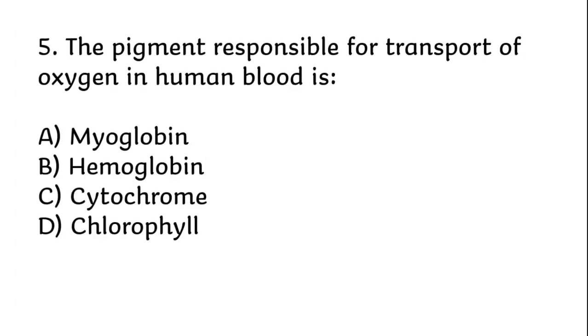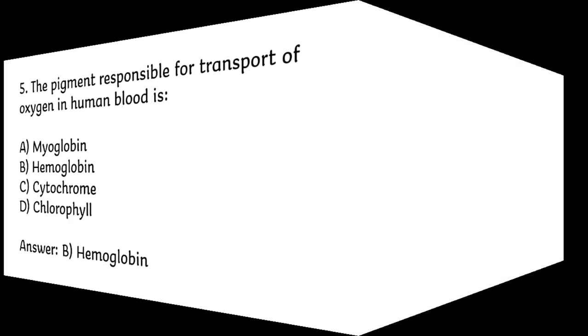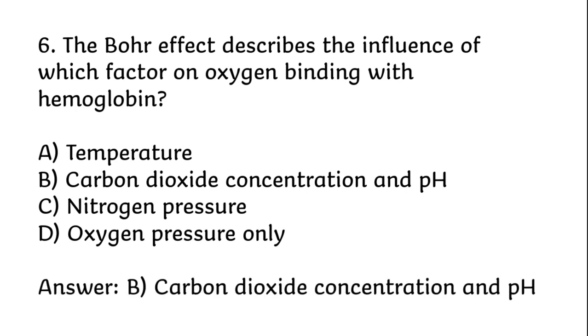The pigment responsible for transport of oxygen in human blood is. Correct answer is hemoglobin. The Bohr effect describes the influence of which factor on oxygen binding with hemoglobin? Correct answer is carbon dioxide concentration and pH.